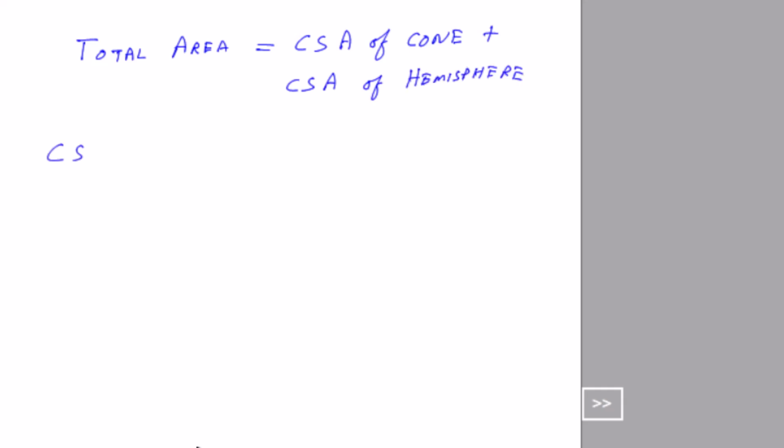Total area of the toy is equal to the curved surface area of the cone plus the curved surface area of the hemisphere. Now the curved surface area of the cone can be calculated using the formula pi r L. And now what is L? How do we find L?